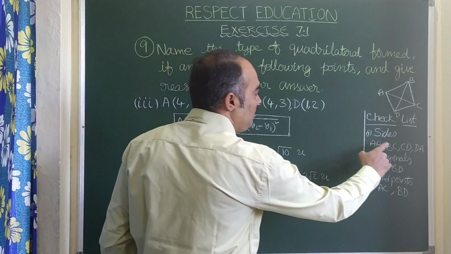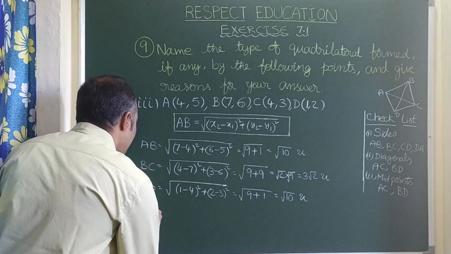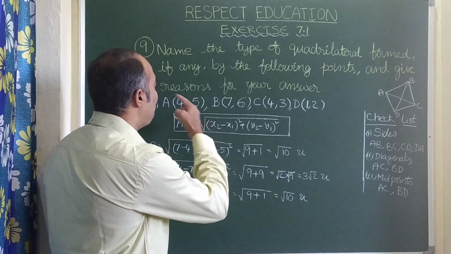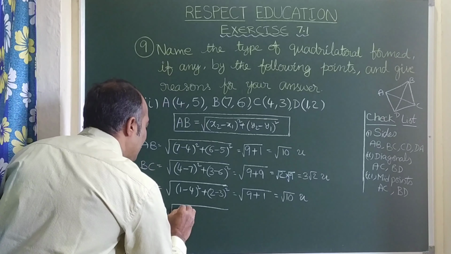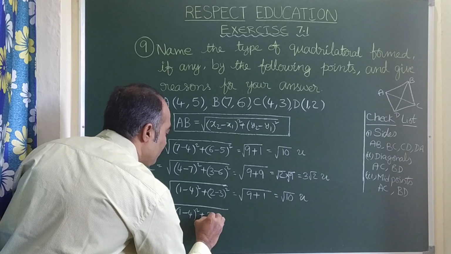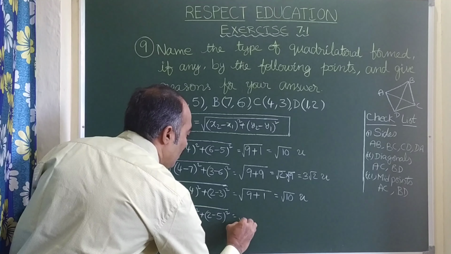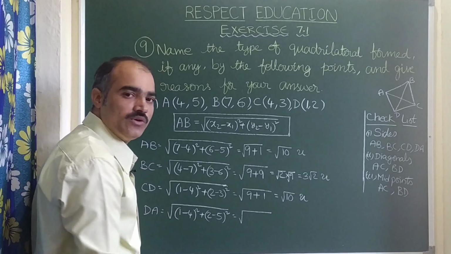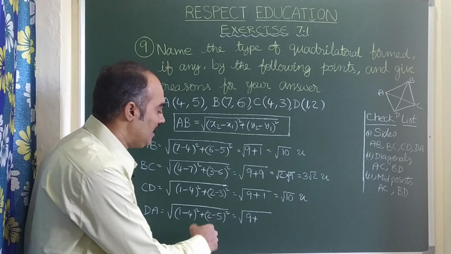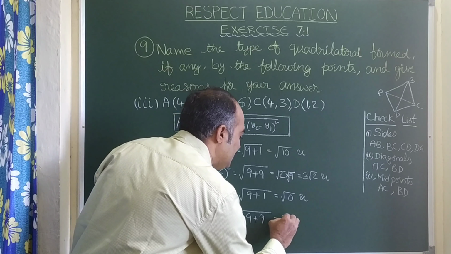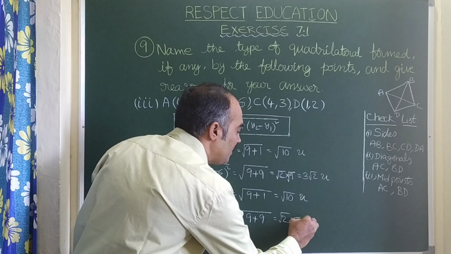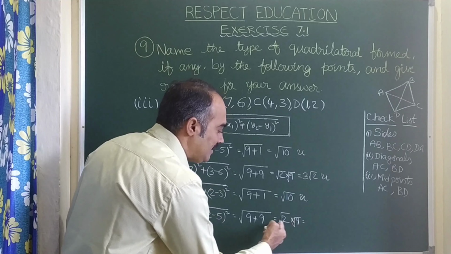We found AB, BC, CD, over. Now DA: distance between D (1,2) and A (4,5). (1 minus 4) whole square plus (2 minus 5) whole square. On simplification, 1 minus 4 is minus 3. Minus 3 whole square is plus 9. 2 minus 5 is minus 3. Minus 3 whole square is again plus 9. 9 plus 9 is 2 times 9. Let us split the square root. Again, root 9 is 3. So let us write 3 first. 3 root 2 units.